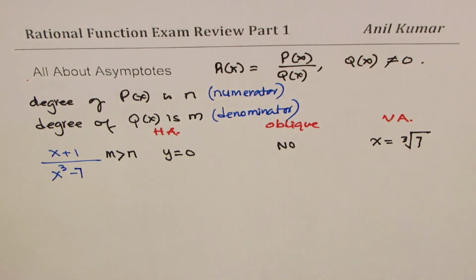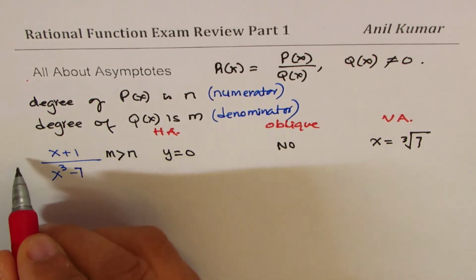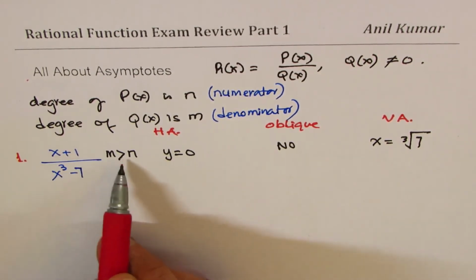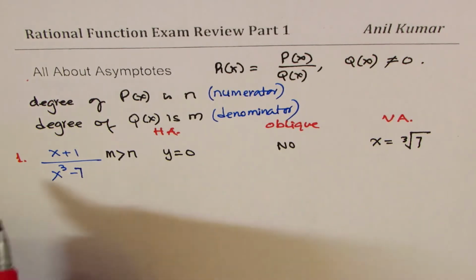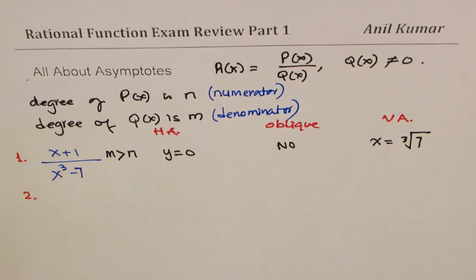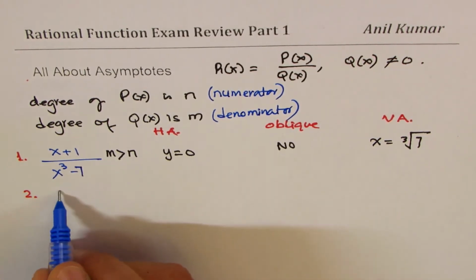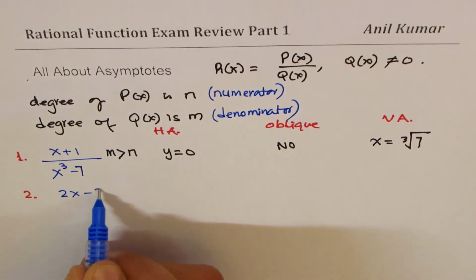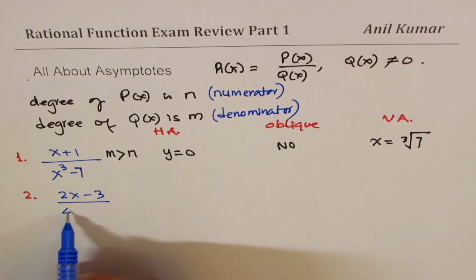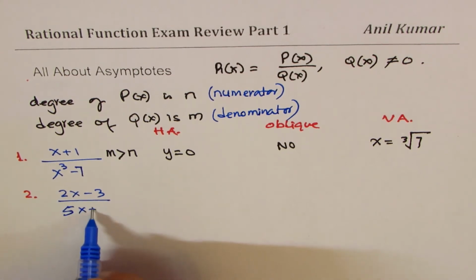Perfect. Let's take another example. So this is case 1, where degree of denominator is higher. Now let's take case 2. In that case, we'll take same degree. Let's say we have 2x minus 3 over 4x... okay, let's take an odd number, 5x plus 2.